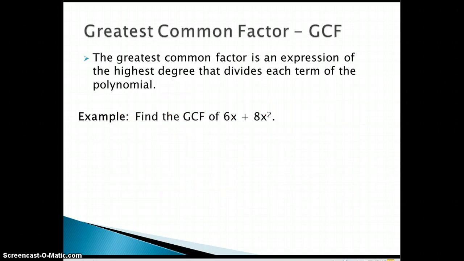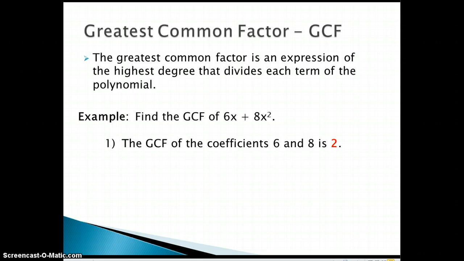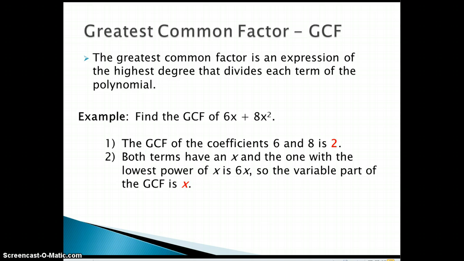Here's a polynomial, 6x plus 8x squared. So we're first going to look at the coefficients. The GCF of the coefficients, 6 and 8, is 2, since 2 is the biggest number that will divide both 6 and 8 evenly. Our second step is to verify that both terms have the variable. Both of these terms do indeed have an x, so we're going to take the one that has the lowest power. So the variable part of the GCF is going to be x, which comes from the term 6x.